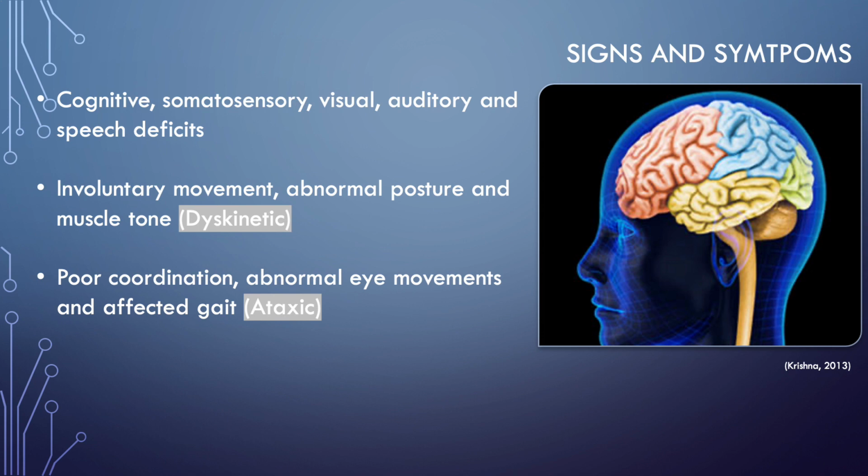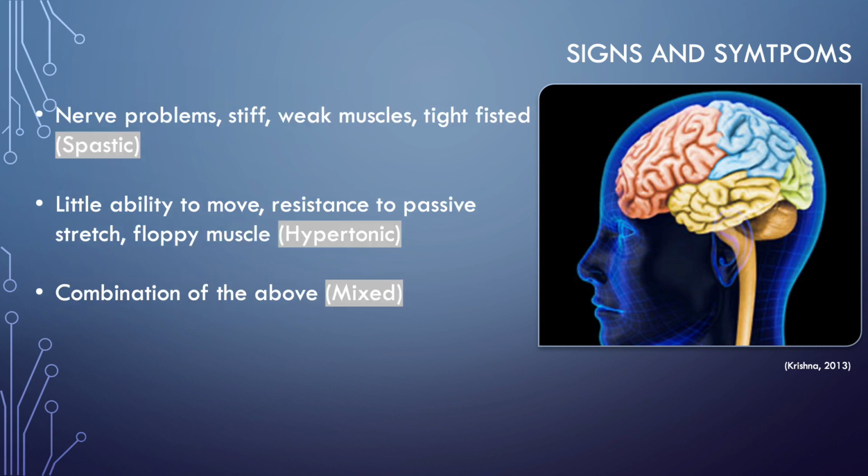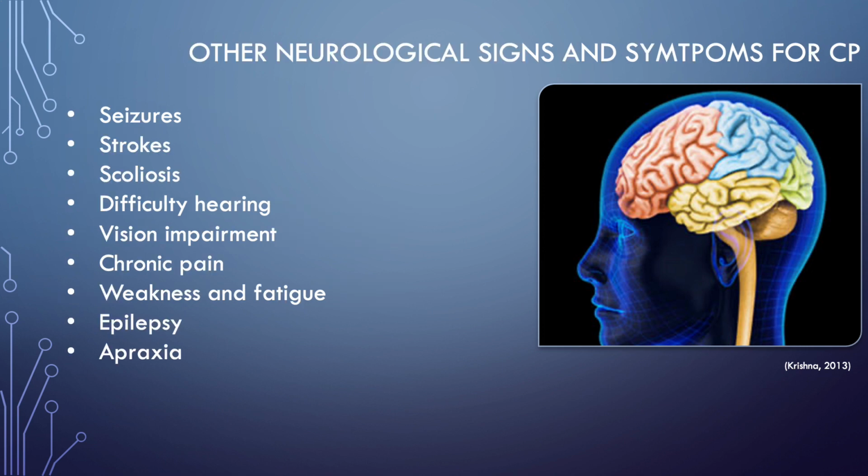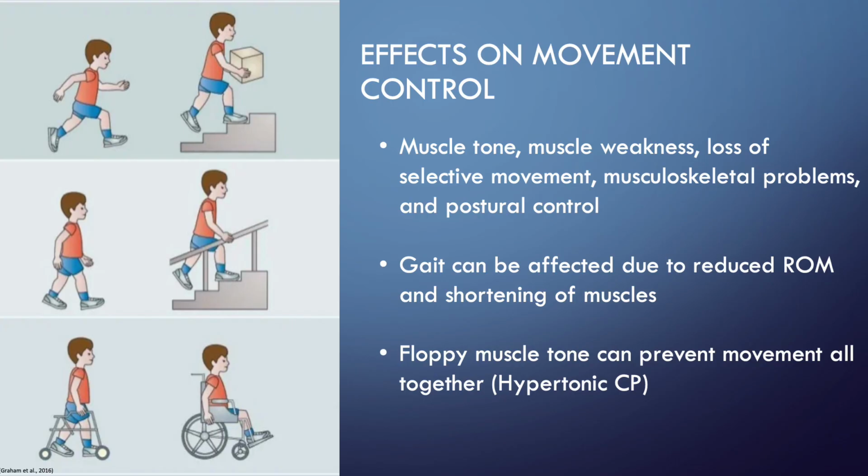Further to the identification of postnatal signs, there is an exhaustive list of symptoms often identified within the type of CP a person has: cognitive, somatosensory, visual, auditory, and speech deficits. Involuntary movements, abnormal posture and muscle tone if dyskinetic, and poor coordination, abnormal eye movements, and affected gait if ataxic. Nerve problems, stiff, weak muscles and tight-fisted if spastic, little ability to move, resistance to passive stretch, floppy muscle tone if hypotonic, and a combination of the above if mixed. Depending on the damage to the brain, it can also extend to other neurological problems, including seizures, strokes, scoliosis, difficulty hearing, vision impairment, chronic pain, weakness and fatigue, epilepsy, and apraxia.